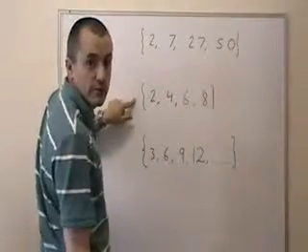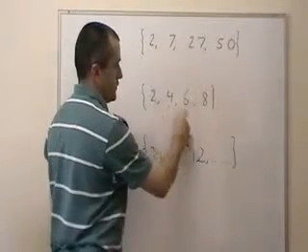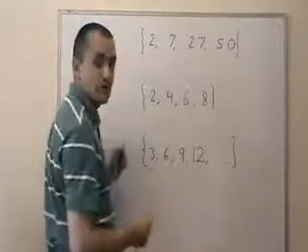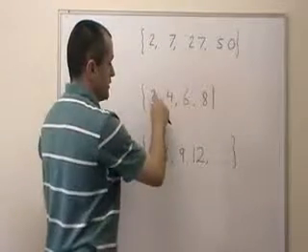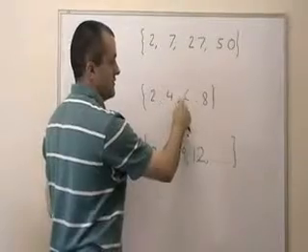Now let's look at this sequence here. Again, it's a finite sequence because we simply have the 4 elements 2, 4, 6 and 8. But this time there does appear to be a pattern. 2 gets added to 2 to give me 4, 2 gets added to 4 to give me 6, and 2 gets added to 6 to give me 8.